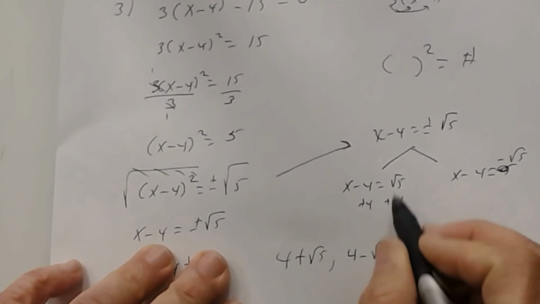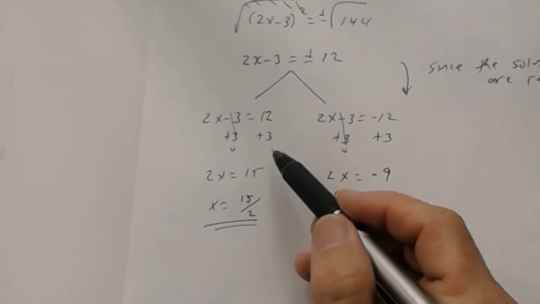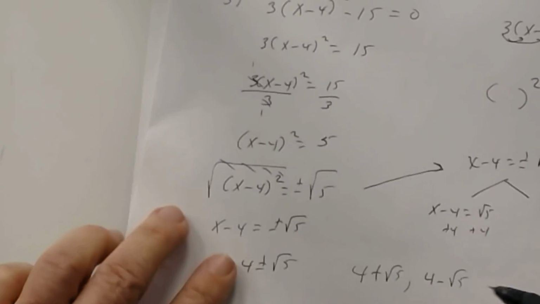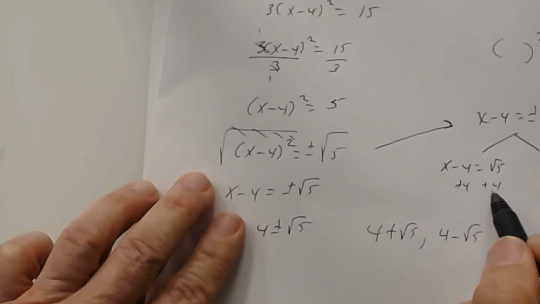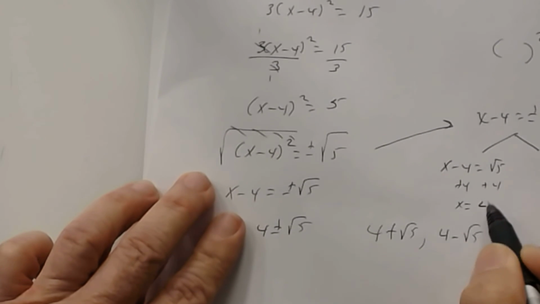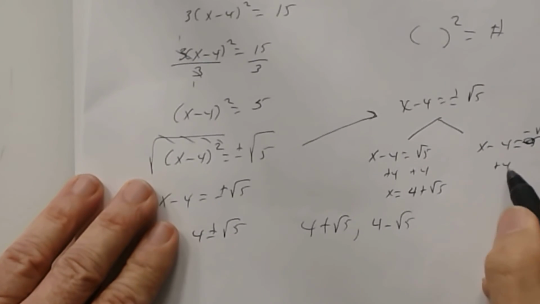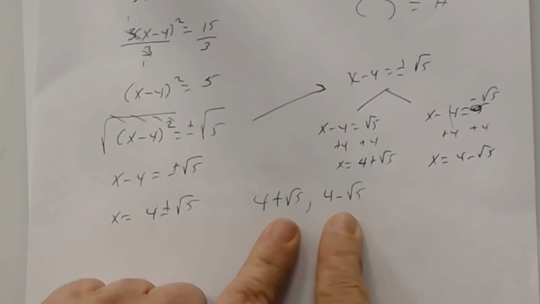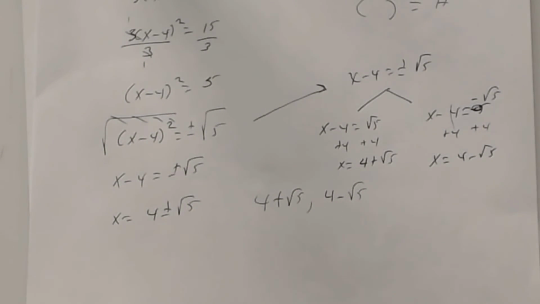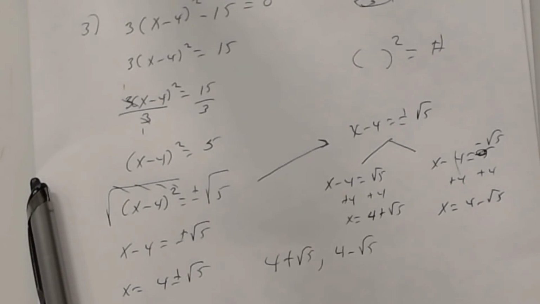Now be careful though. When I did this one here, these are like terms, right? I can add 12 and 3. Are these like terms? No. So the only thing you can do is write it as 4 plus the square root of 5. Okay? All right, and then this one would be 4 minus the square root of 5, which is what we had here. See it? All right, so that's going to take care of the square root property with this.